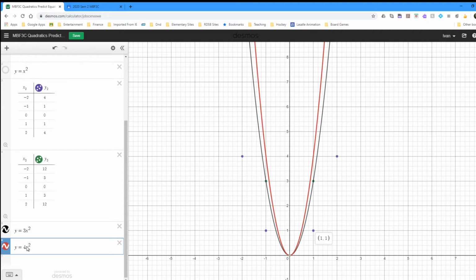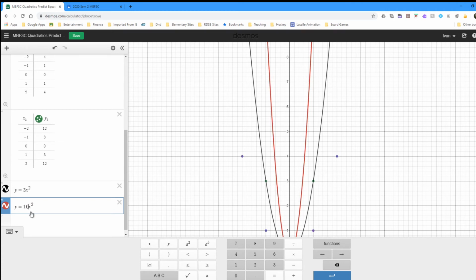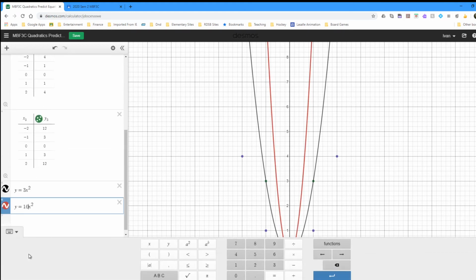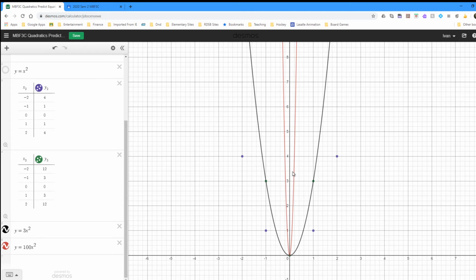Okay, well, let's make this even more dramatic. What if I did 10 times x squared? Look at how much stretched out that red parabola is now. What if I did 100 times x squared? Look at how stretched out that parabola is now. Okay, so we can now control how stretched out the parabola is vertically, and when you stretch a parabola vertically, you're making it narrower and narrower. Okay, so as the numbers get bigger and bigger, the parabola gets narrower and narrower.